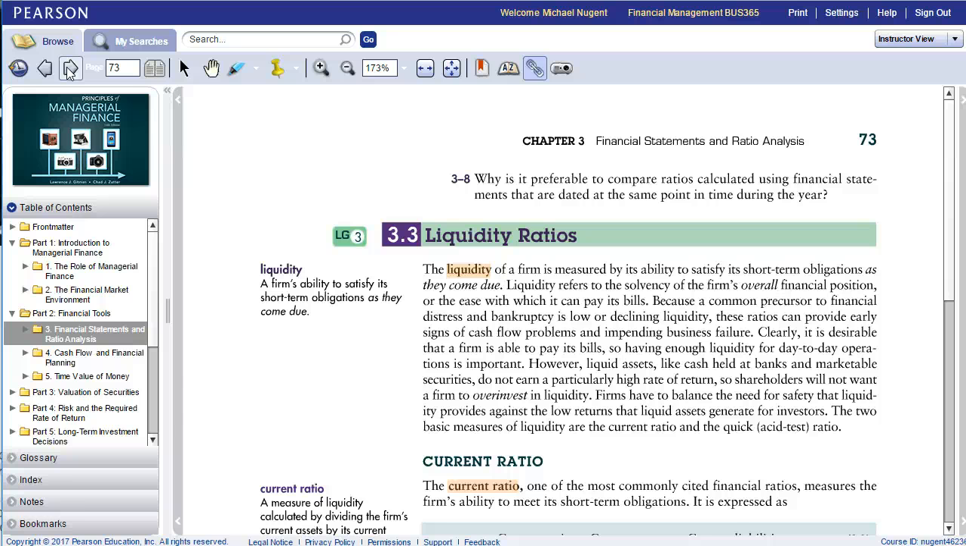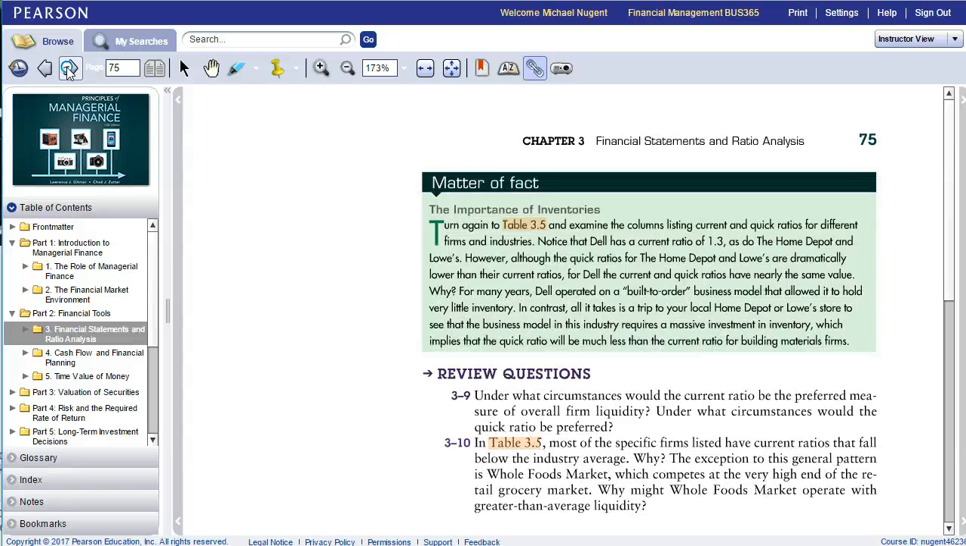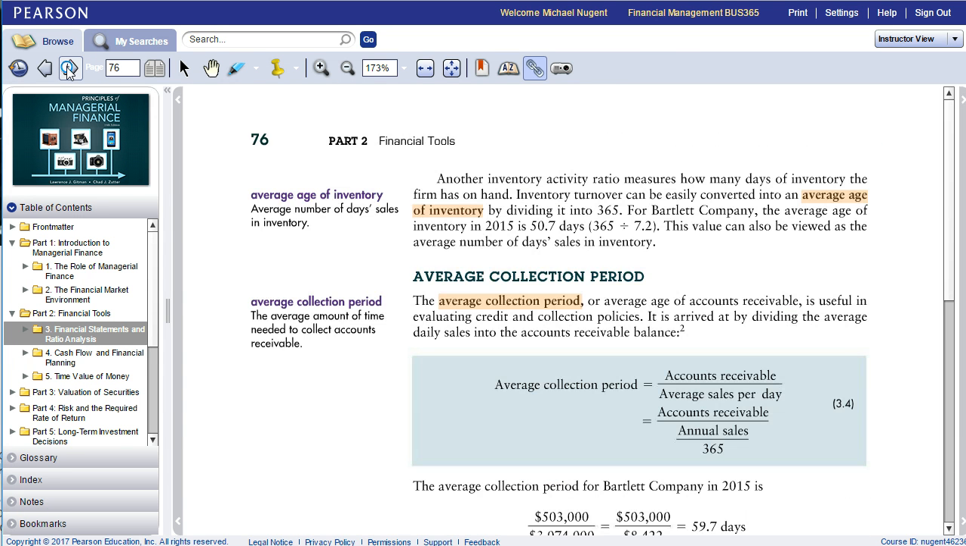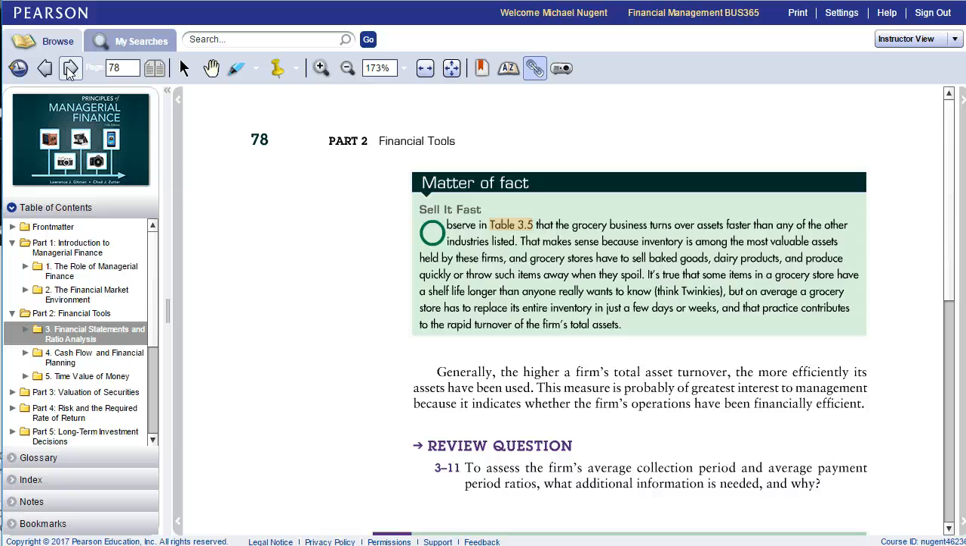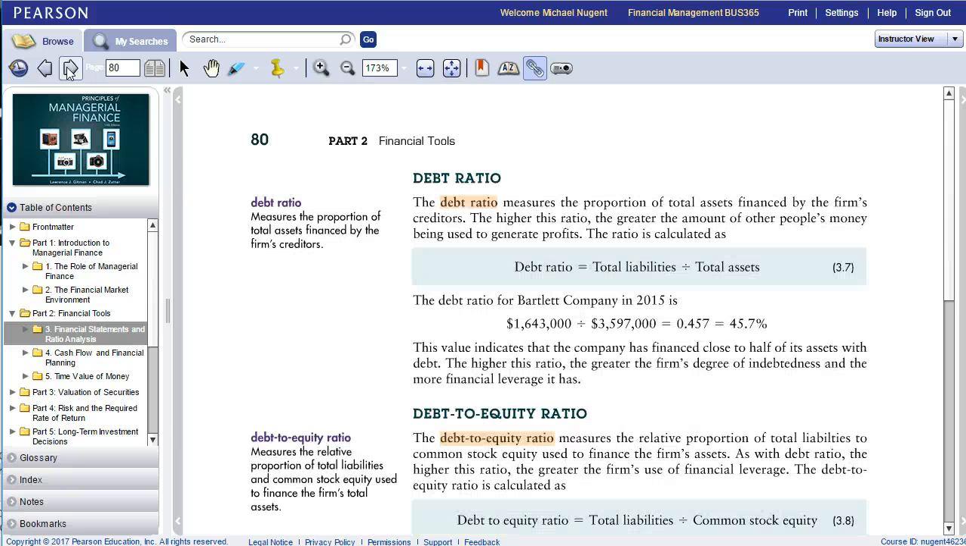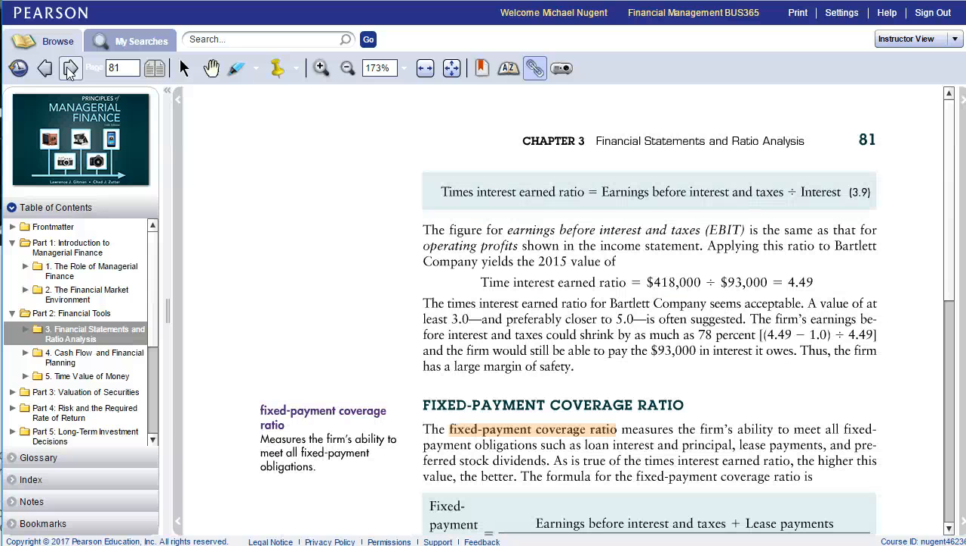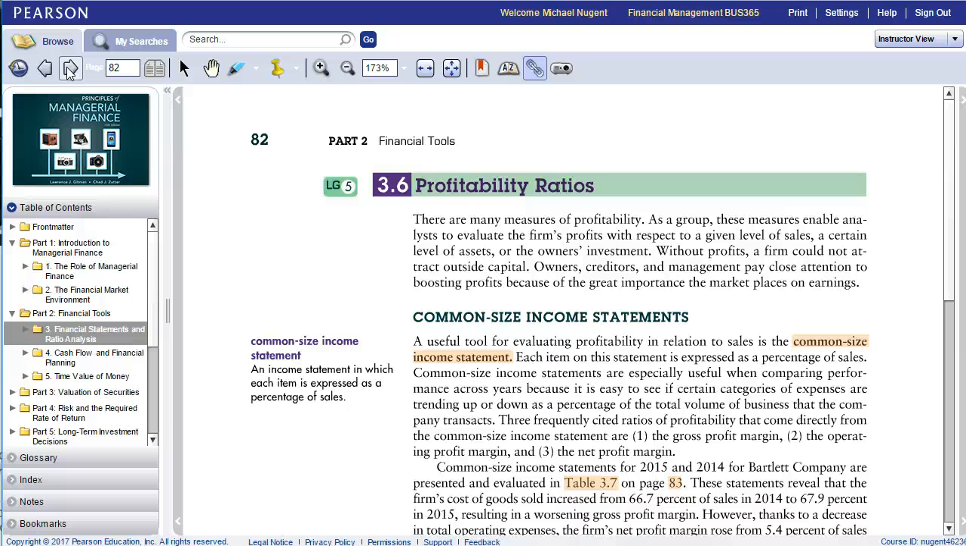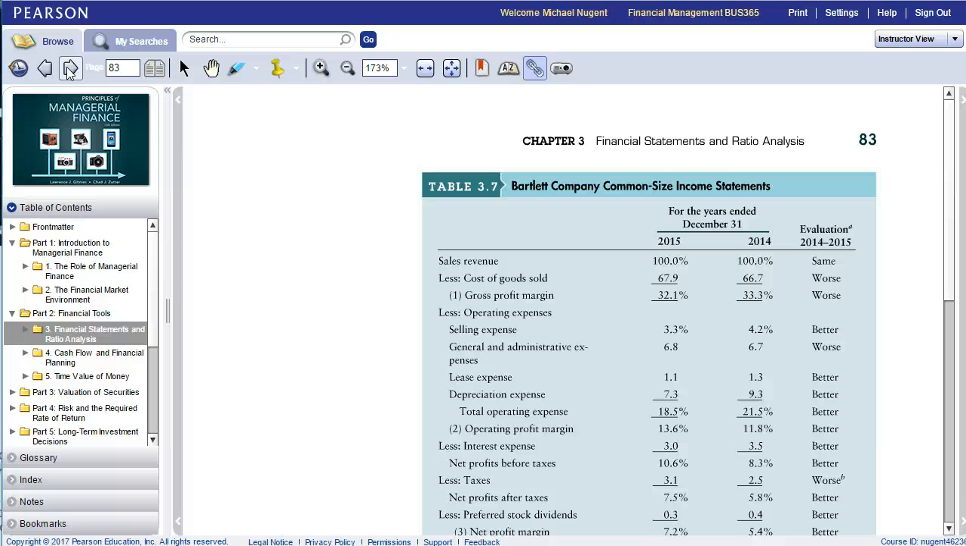And of course, it goes into depth on liquidity ratios and talks about the main liquidity ratios. It's going to look at the activity ratios, which are more the management of the company, looking at accounts payable, accounts receivable, and inventory. Then the debt ratios, how they manage their debt and the coverage of debt, and the profitability ratios: net profit, gross profit, operational profit.